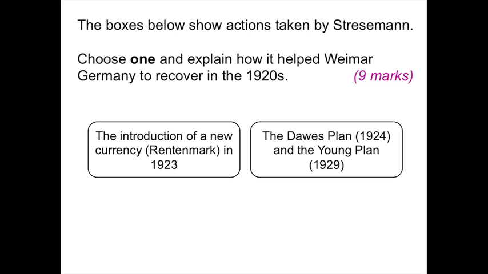So this question was, the boxes below show actions taken by Stresemann. Choose one and explain how it helped Weimar Germany to recover in the 1920s.